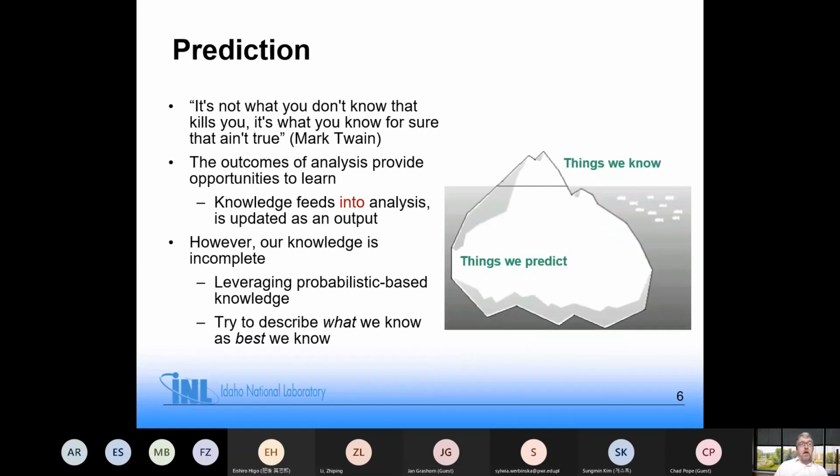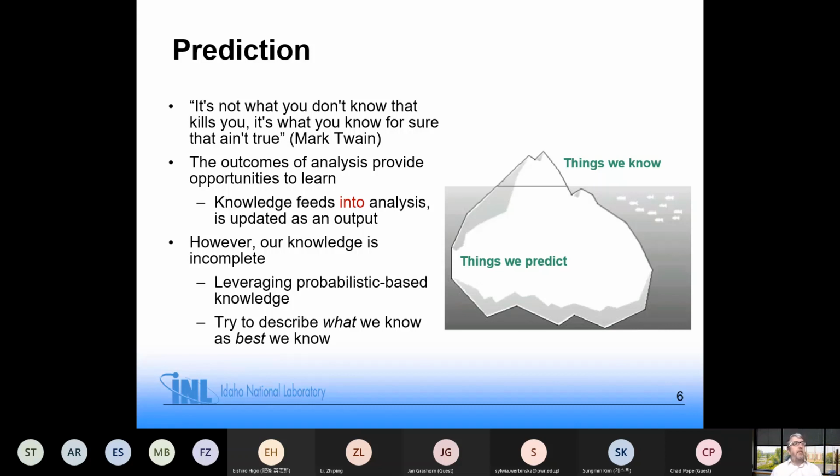We're going to be making predictions as we carry out the process described on the previous page. Because really what our models try to help us do is predict the world in some complex sense, but they try to help us make judgment, make predictions. And that's a tough thing, as we all know. I like the quote there from Mark Twain. It's not what you don't know that kills you, it's what you know for sure that ain't true. That's kind of another way to characterize uncertainties, I guess.